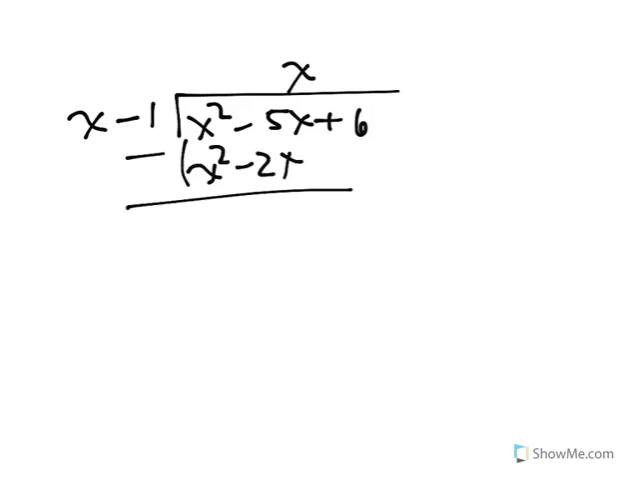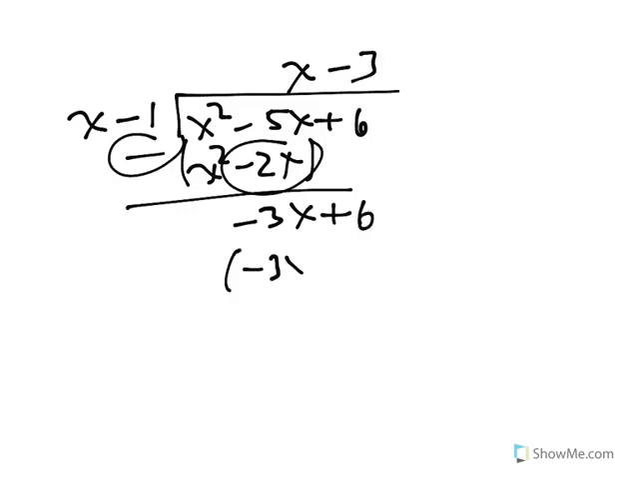You've got to be careful when you subtract here. It's negative 5x minus a minus 2x, negative 5x plus 2x is minus 3x, plus 6. Then you put a minus 3 here. And we get a remainder, not remainder 0.